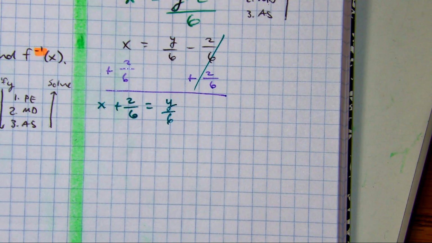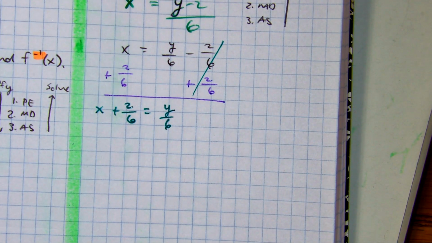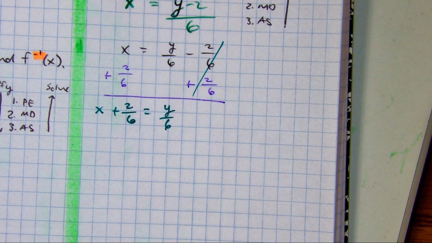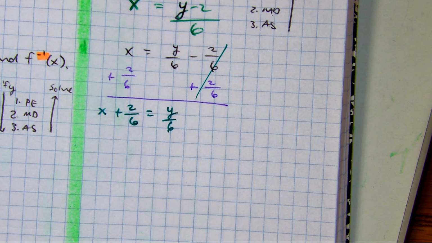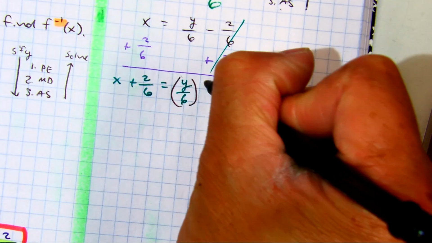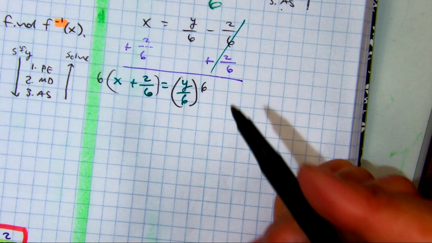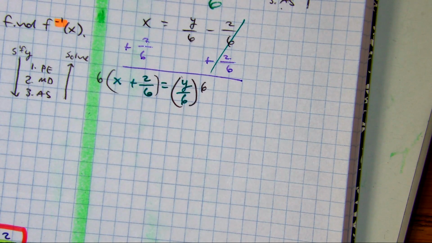Pablo, what do we do next? We're trying to solve for y. Multiply by 6 on both sides. So we adding and subtracting, now multiplying and dividing. Look at this. The whole left side times 6, the whole right side times 6. Pablo, what's left?